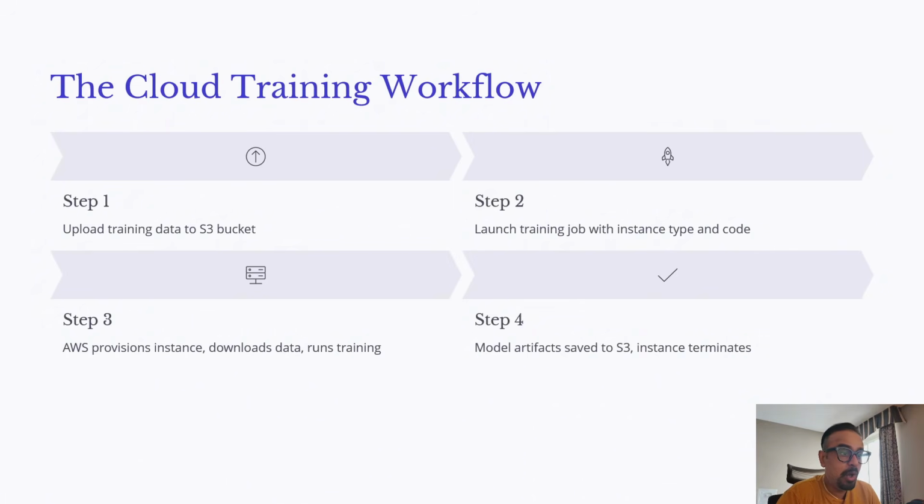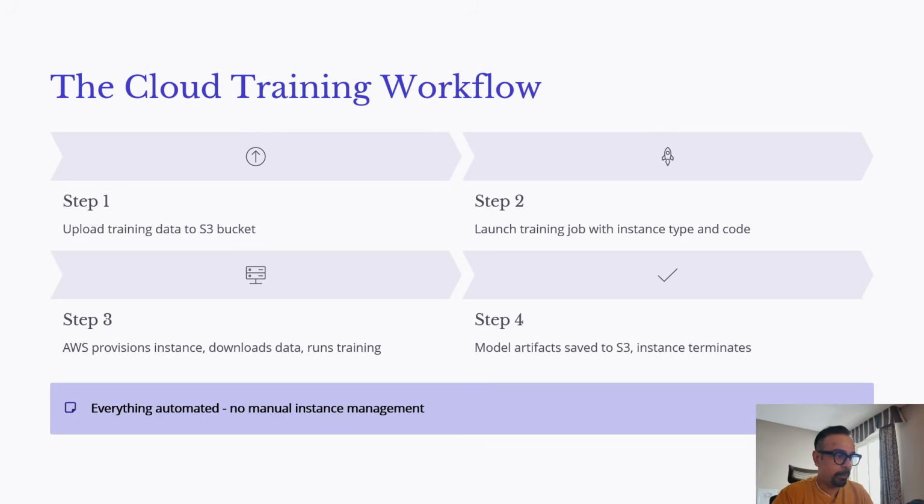Then step 4 happens when training completes. Your training code saves the final model artifact like the trained weights, configuration files, and any pre-processing objects to a location that AWS automatically uploads to in your S3 bucket. Once the upload finishes, AWS terminates the training instance completely. You are no longer paying for compute. The trained model sits safely in the S3 bucket, ready to be deployed or downloaded based on your requirement.